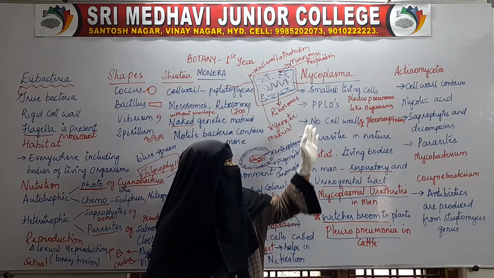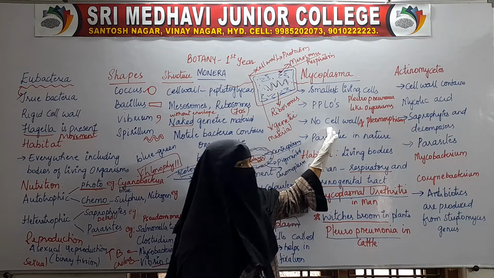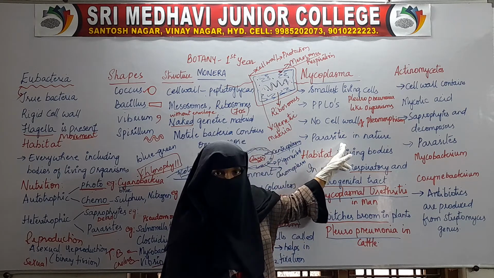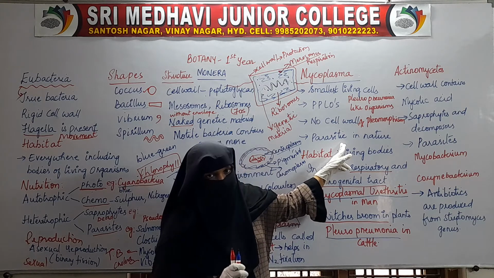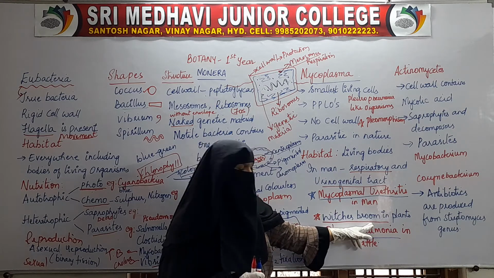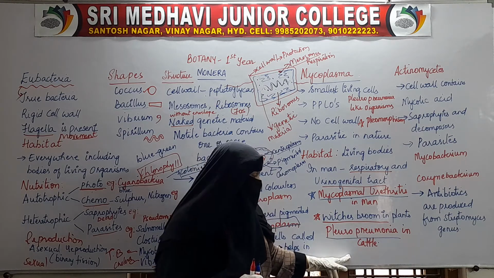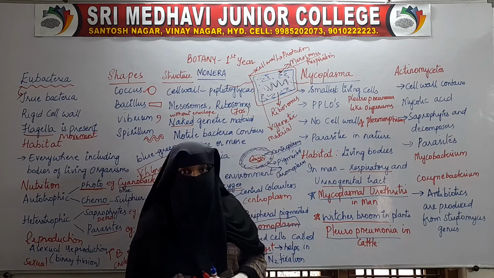So another one, that is Mycoplasma. These are the smallest living cells. They do not have a cell wall. They are parasitic in nature, that is, they live in the bodies of living organisms and cause diseases. In man, mycoplasmal urethritis. In plants, witch's brew. And in animals, it causes pneumonia, that is in cattle.